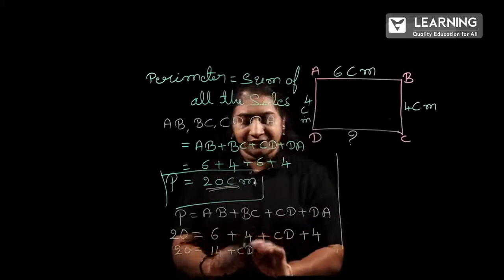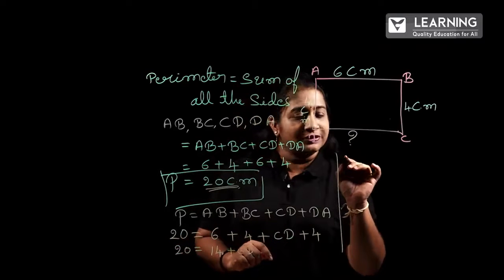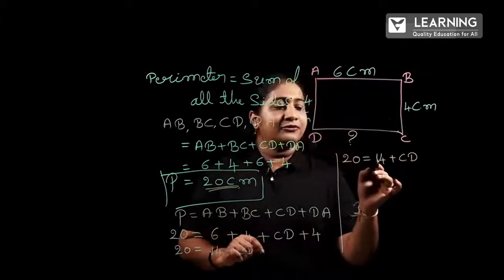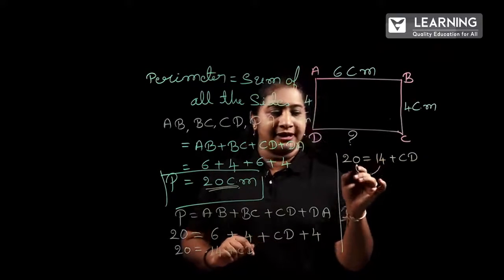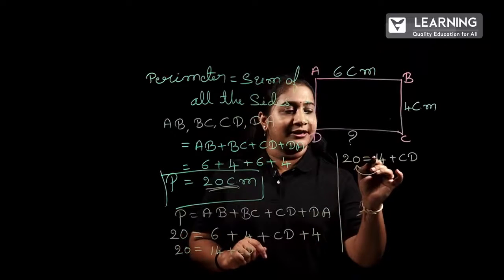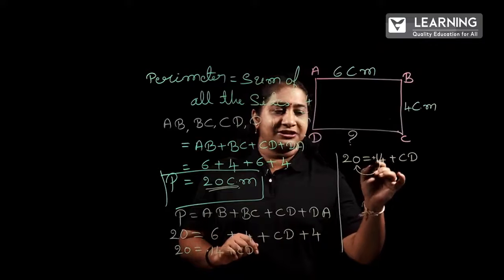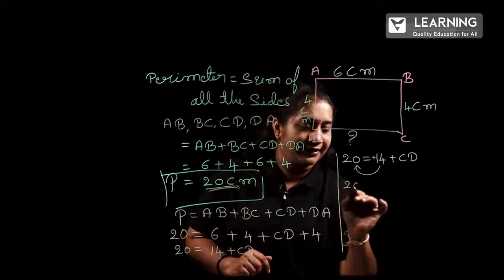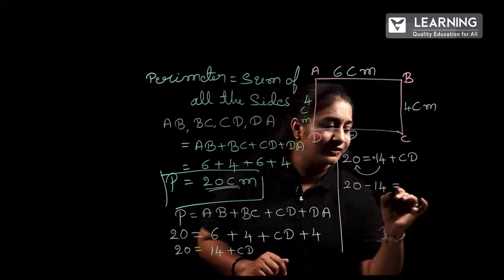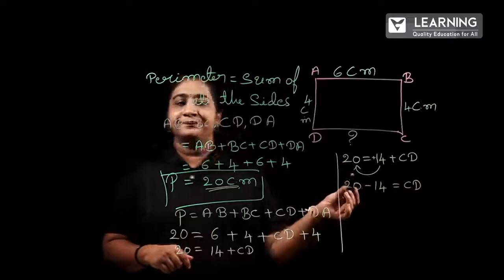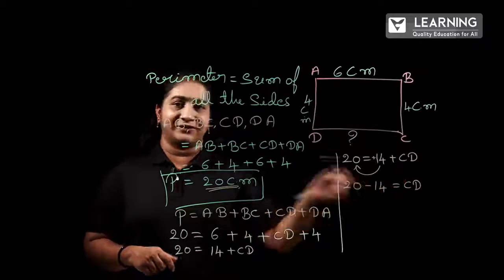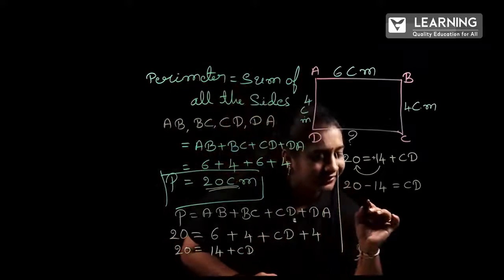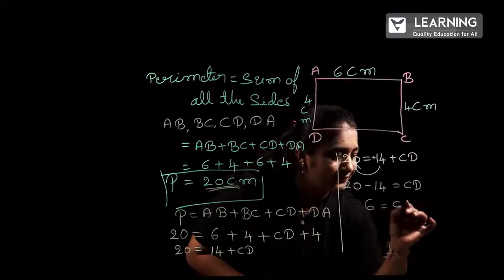So, in the equation, we have to find the value of CD. The equation will be 20 is equal to 14 plus CD. I have to bring 14 from RHS to LHS. The sign of the 14 is plus. So, if the plus is shifted from RHS to LHS, the plus will become minus. So, 20 minus 14 is equal to CD. Then what is the value of 20 minus 14? 20 minus 14 is 6, equal to CD.